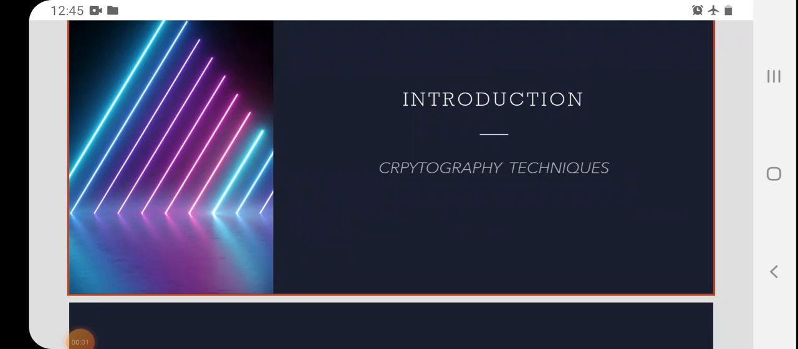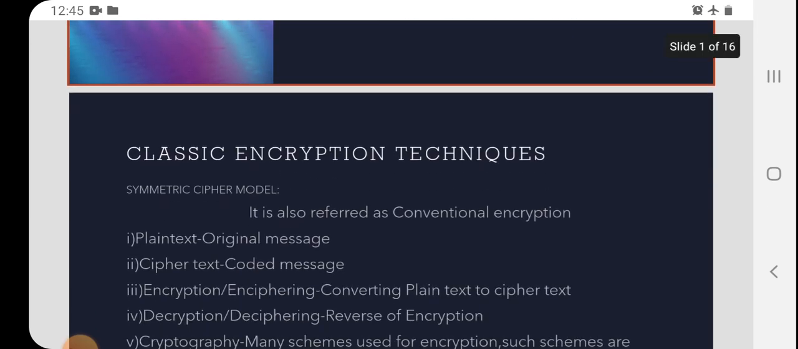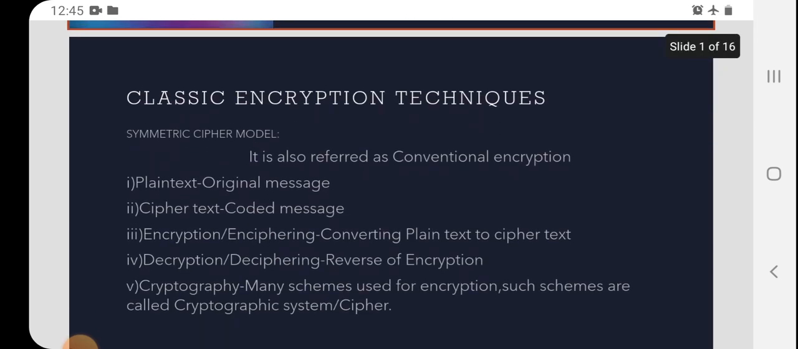In today's class, we shall see an introduction to cryptographic techniques. So, the classification of encryption techniques is as follows. The first and foremost is plain text, which we normally call the original message. The second one is ciphertext. The original message is converted into a coded message so that it cannot be viewed by a third party. Third is encryption. It's just converting your plain text into a ciphertext.